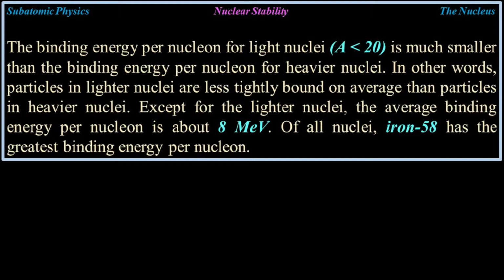The binding energy per nucleon for light nuclei, A less than 20, is much smaller than the binding energy per nucleon for heavy nuclei. In other words, particles in lighter nuclei are less tightly bound on average than particles in heavy nuclei. Except for the lighter nuclei, the average binding energy per nucleon is about 8 mega electron volts. Of all nuclei, iron 58 has the greatest binding energy per nucleon.